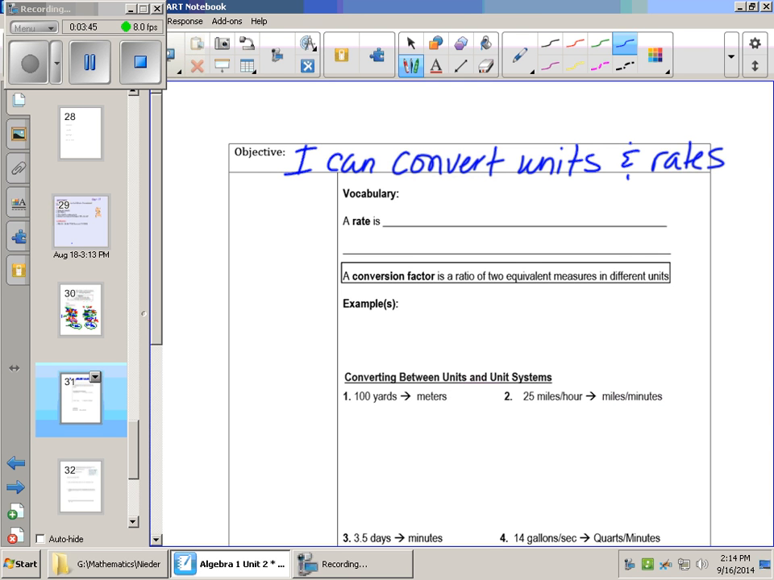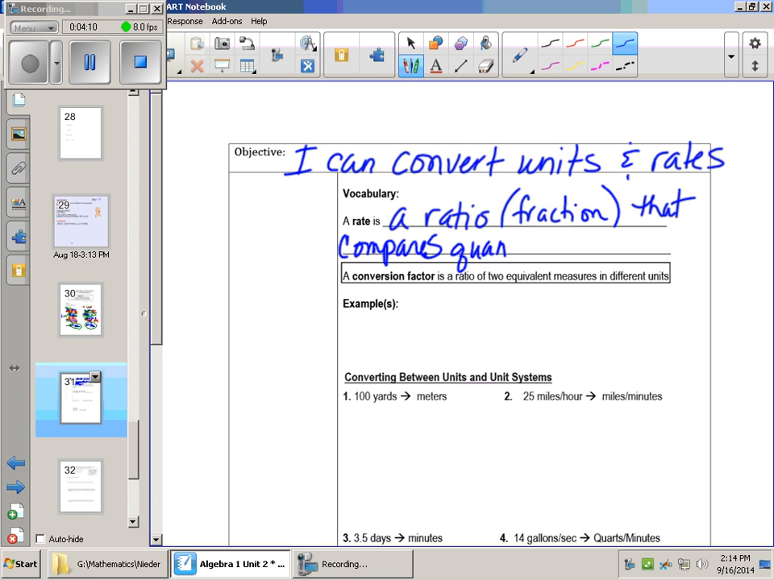So what is a rate? A rate is a ratio, okay, not a ration, a ratio that compares quantities in different units. And a ratio is basically just a fraction. Don't let that word bother you. You know what a fraction is. A ratio or a fraction that compares quantities in different units.